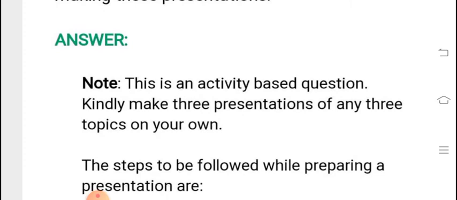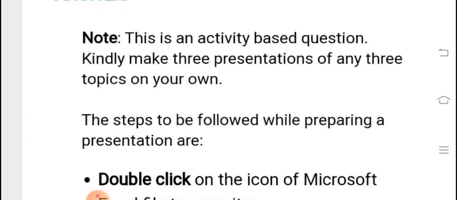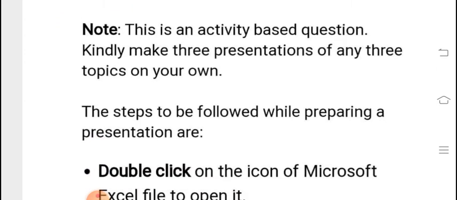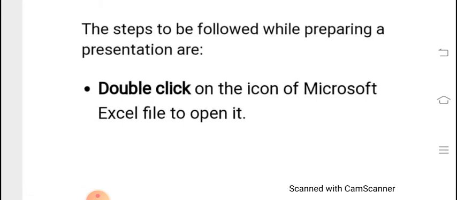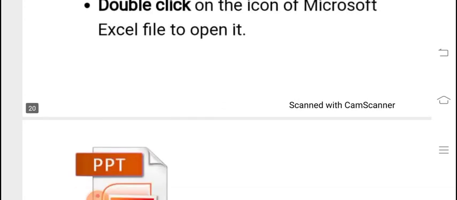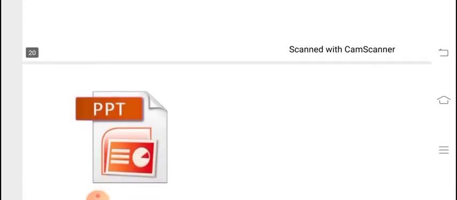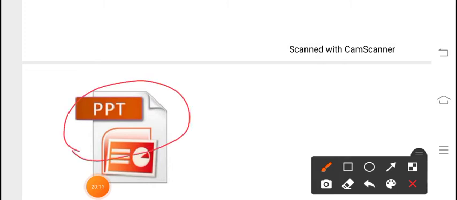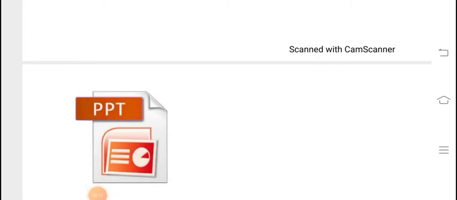Answer is, note, this is an activity based question. Kindly make 3 presentations of any 3 topics on your own. The steps to be followed while preparing a presentation are: double click on the icon of Microsoft file to open. So this is your Microsoft application. This will be there on the screen of your computer. You have to double click on it.